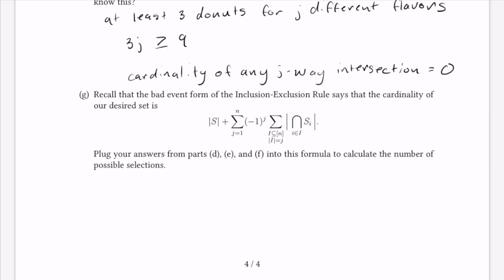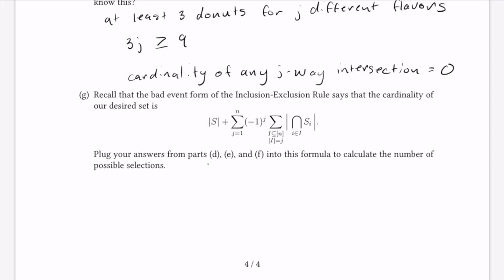Now for the last question, we're just going to compute the actual number of ways that we can pick 7 donuts. We're going to do this using the generalized inclusion-exclusion rule, which is written right here. Take a couple minutes, see if you can figure out how to use the inclusion-exclusion rule, and then we'll come back and go over the solution together.